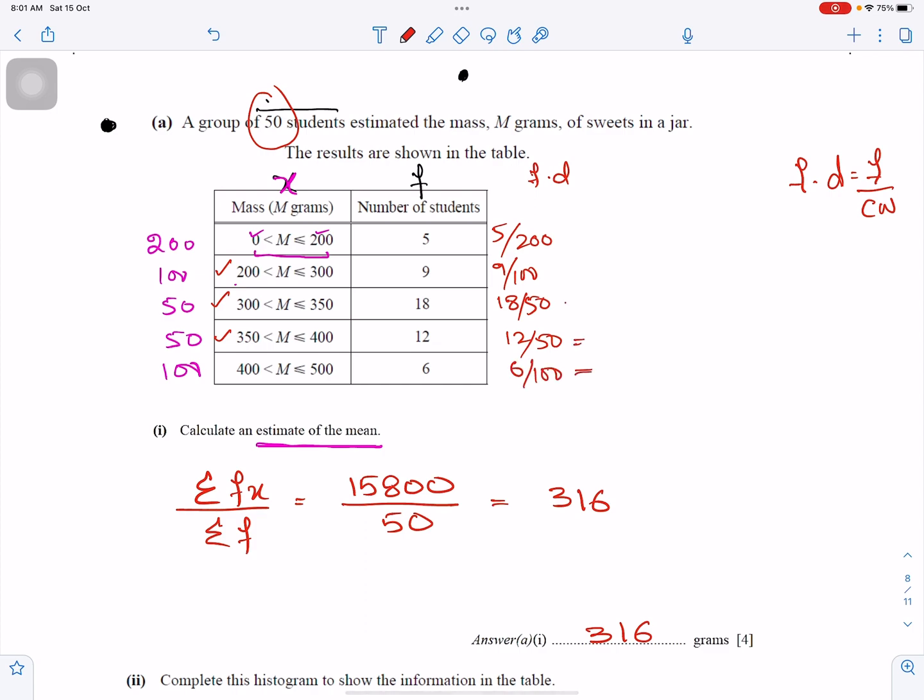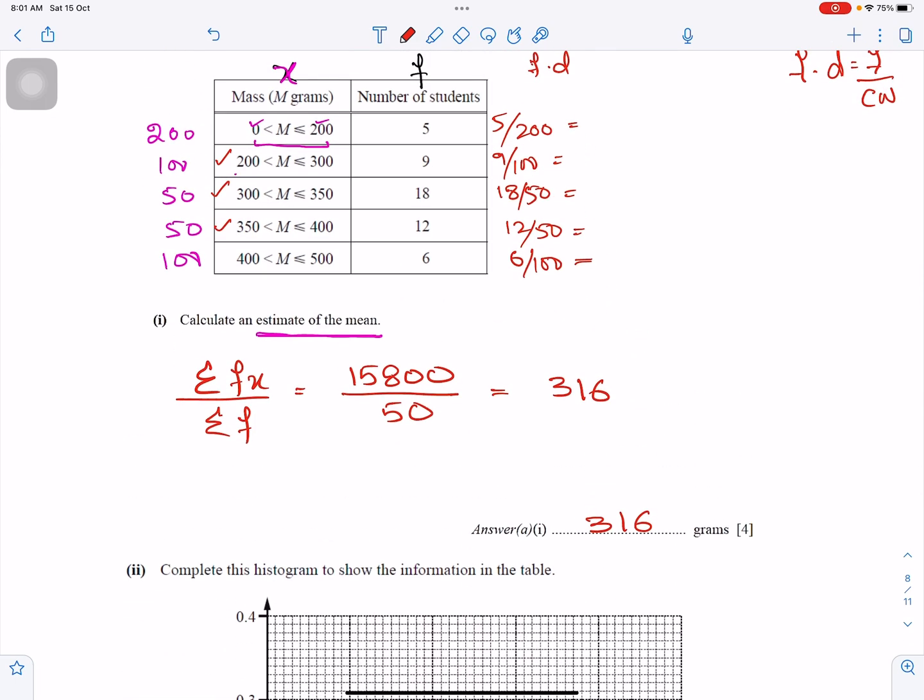Okay, so let's write down the answers here quickly. Achha, we have to check how they are writing it, so let's write down all very quickly. 5 divided by 200 is 0.025, 0.09, 18 divided by 50 is 0.36, 12 divided by 50 is 0.24, and 0.06.